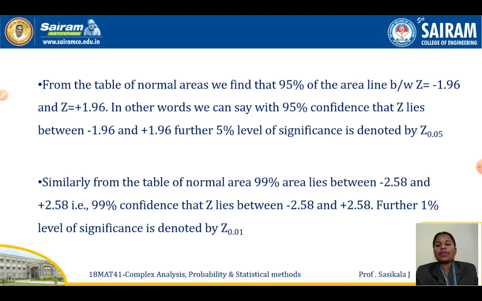Further, the 1% level of significance is denoted by Z of 0.01. So remember, when you have a 5% level, that means 95% of the area, Z should be between minus 1.96 and plus 1.96. When it comes to 1%, it is supposed to be minus 2.58 to plus 2.58.